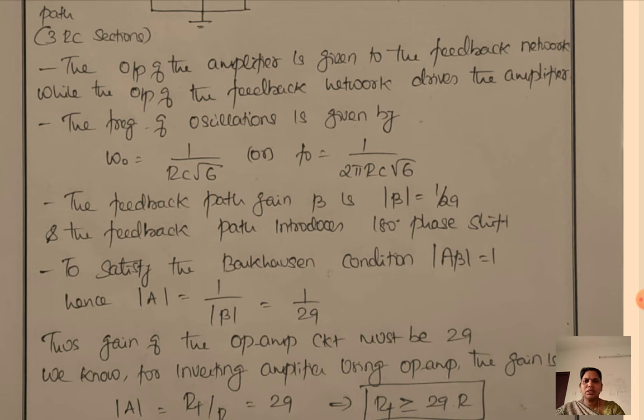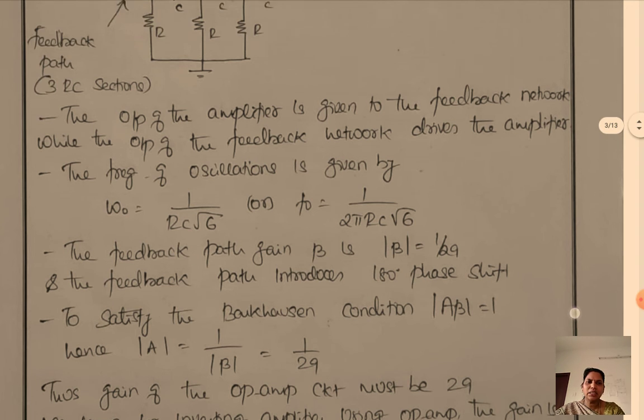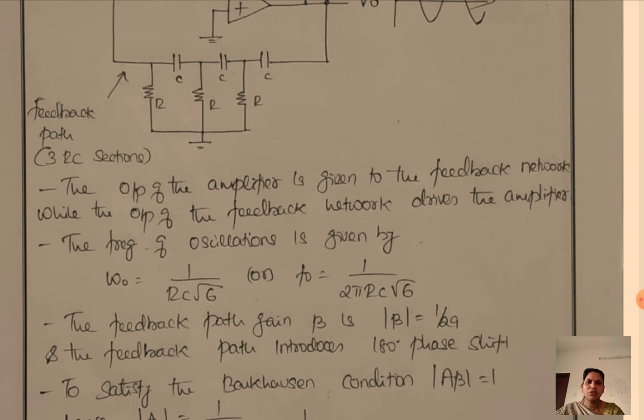The frequency of oscillation is given by omega naught equal to 1 by RC root 6, or in terms of frequency, f equal to 1 by 2 pi RC root 6. The modulus of beta is equal to 1 by 29, and this feedback path produces a 180 degree phase shift. That is, each RC network will produce a phase shift of 60 degrees. As we have 3 RC sections, 60 times 3 gives another 180 degree phase shift.